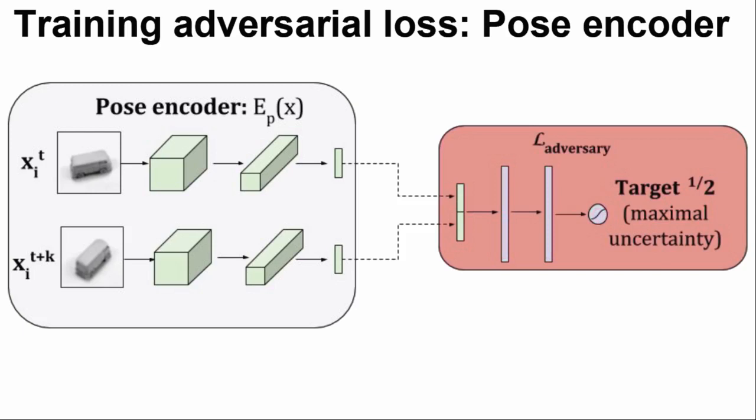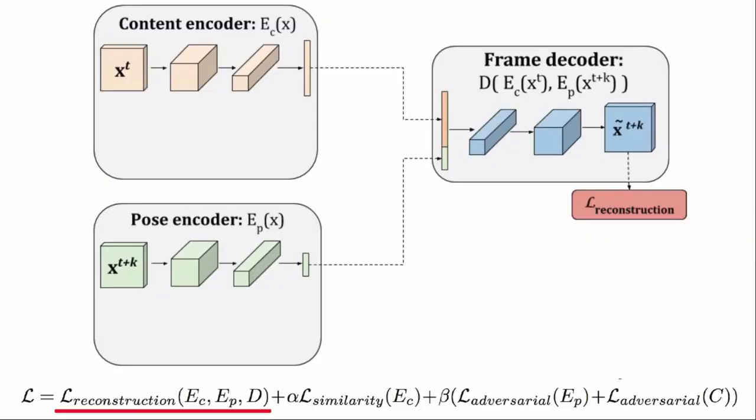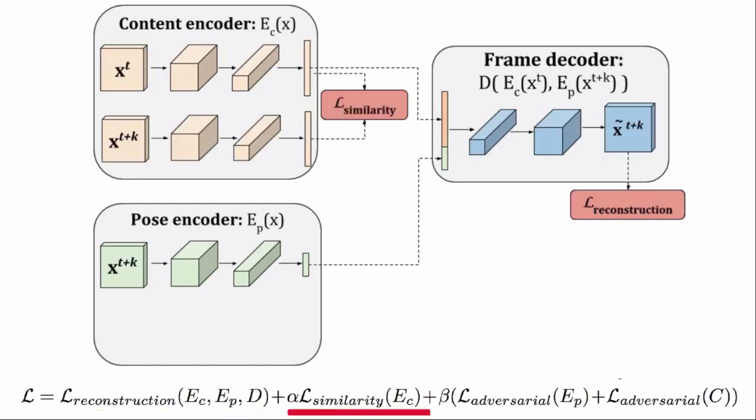The pose encoder is trained adversarially to maximize the uncertainty of the discriminator's output on pairs of frames from the same video clip. So this adversarial loss intuitively is discouraging the pose encoder from carrying any information about aspects of the video sequence that are constant across time. Putting this all together, we have a content encoder, a pose encoder, and a frame decoder. The model's trained with a weighted sum of 3 different loss terms: a reconstruction loss, a similarity loss that encourages temporally nearby content vectors to have similar representations, and an adversarial loss.